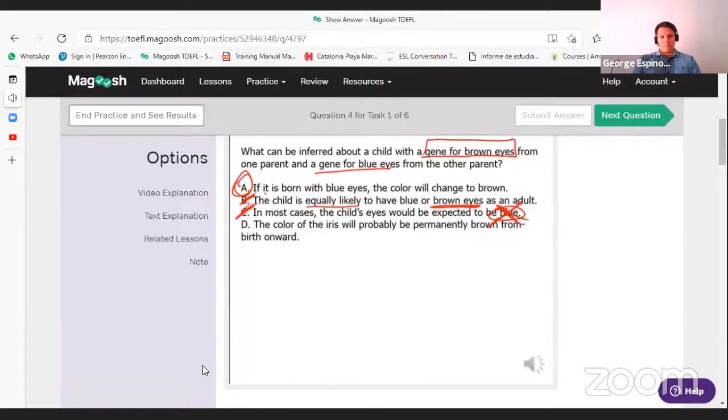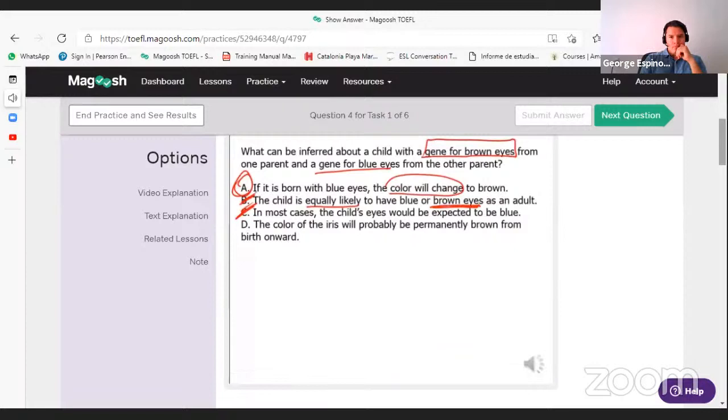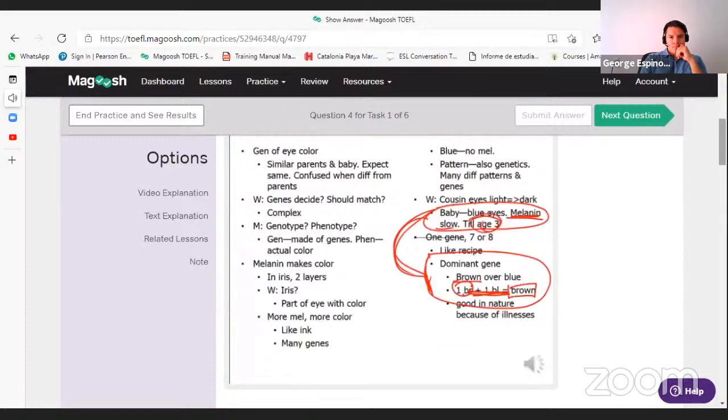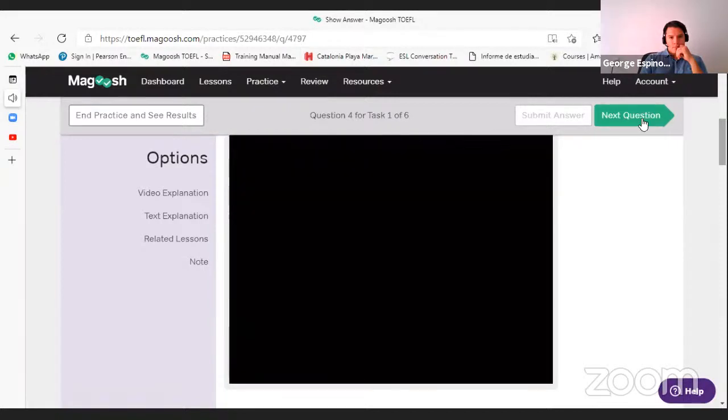D, the color of the iris will probably be permanently brown from birth onward. This is very tempting, but it's wrong because we know eye color can change and we can get the correct genetic eye color after the age of 3. So D is very close, but the word permanently is too strong. It is not brown in the beginning, possibly. It's possible that it's blue in the beginning and changes to brown. A is our correct answer.